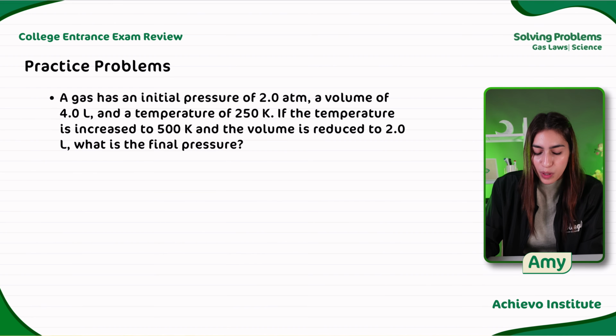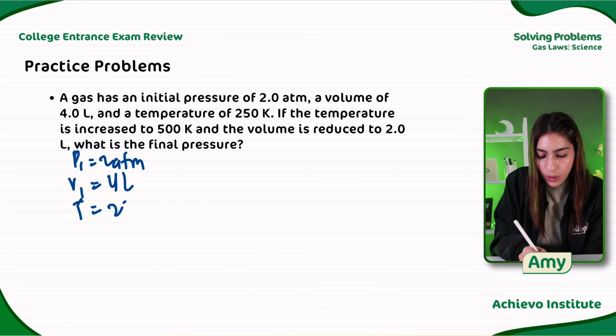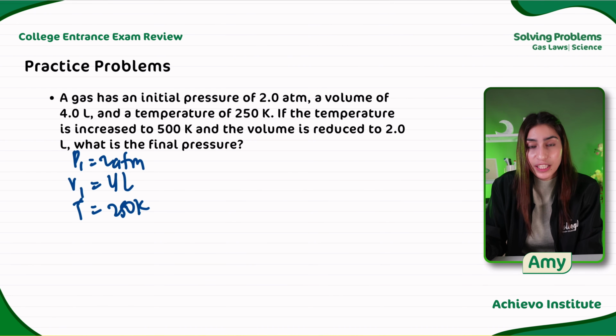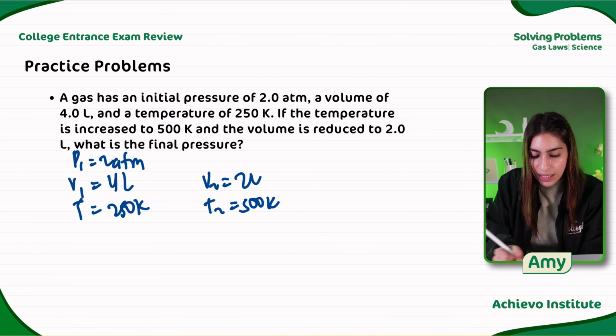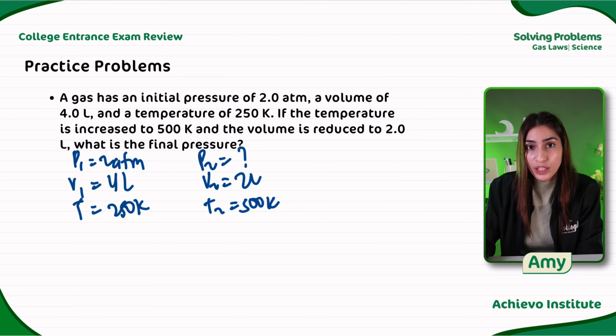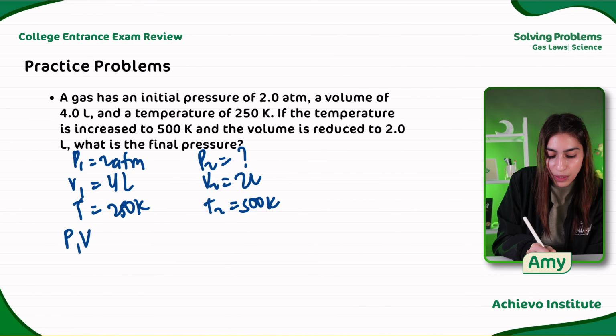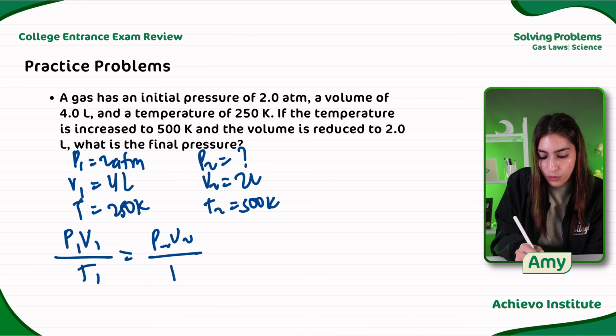In this practice problem, sabi niya, a gas has an initial pressure daw of 2 atm, a volume of 4 liters, and a temperature of 250 Kelvin. Sabi niya, if the temperature daw is increased to 500 Kelvin, and the volume is reduced to 2 liters, ano daw yung final pressure natin? So since we're dealing with pressure, volume, and temperature, we'll be using the combined gas law, which is basically P1 V1 over T1 is equal to P2 V2 over T2.